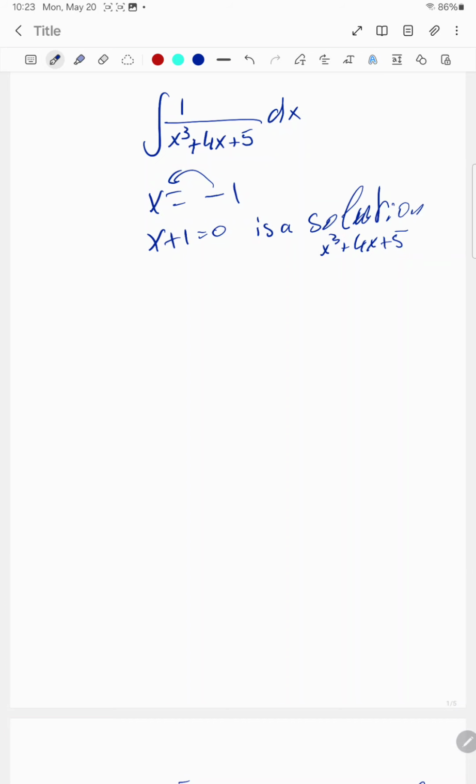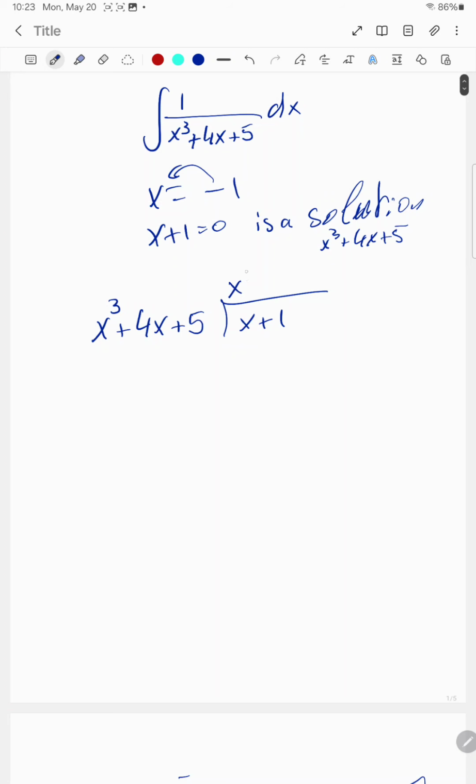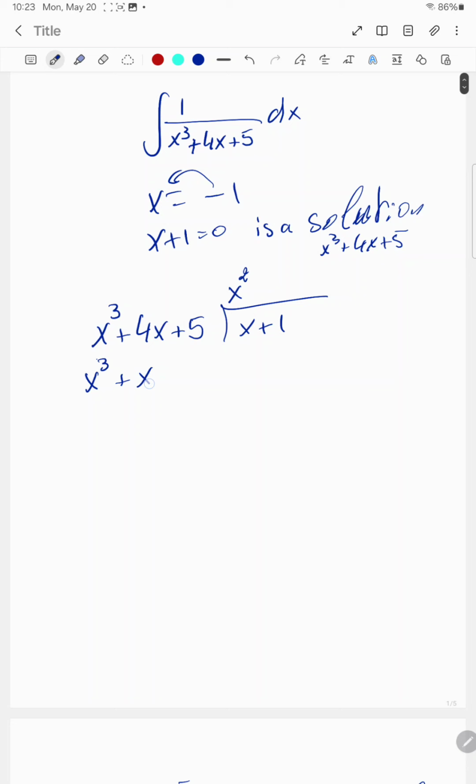I know x plus 1 is a factor, so let's divide. Let's do the long division: x cubed plus 4x plus 5 divided by x plus 1. Here I have to multiply x by something to have x cubed, so I multiply it by x squared. It becomes x cubed, because x squared times x is x cubed. And then x squared times 1 is x squared. And then I subtract them.